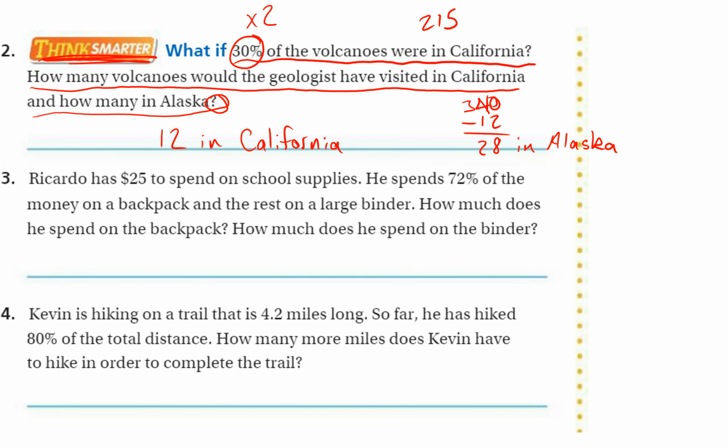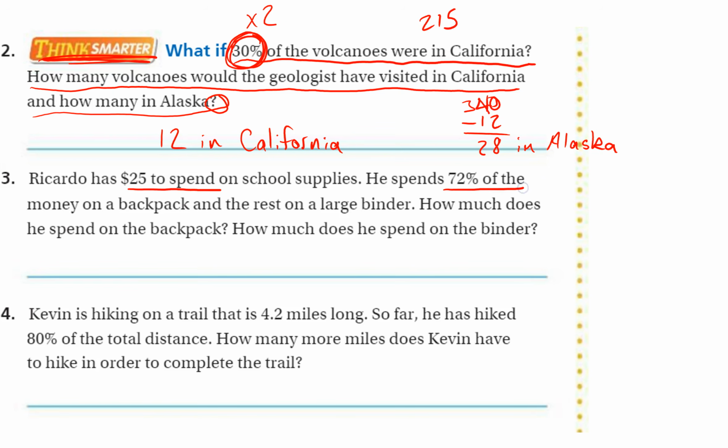We don't have to do the whole bar graph again if we notice that 30% is twice as much as 15%. So I just needed to take the 6 volcanoes in California and multiply that by 2 to find out what 30% would be. All right, number 3, Ricardo has $25 to spend on school supplies.